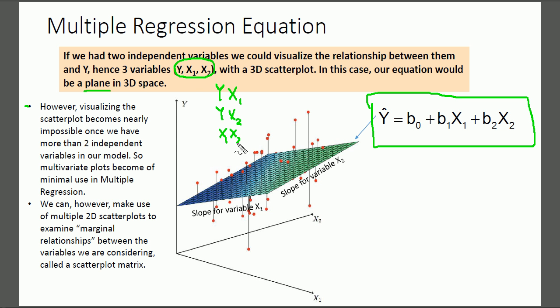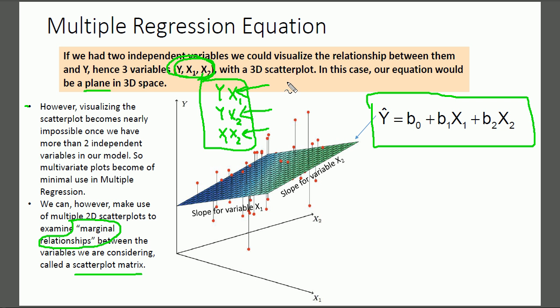So those are all the pairs possible if I had three. I would look at three scatter plots and put them together in one view, and I would call that a scatter plot matrix. That's all that is. And since I'm looking at them a pair at a time, that's called a marginal relationship. Okay, so that's what this is here, marginal relationship.